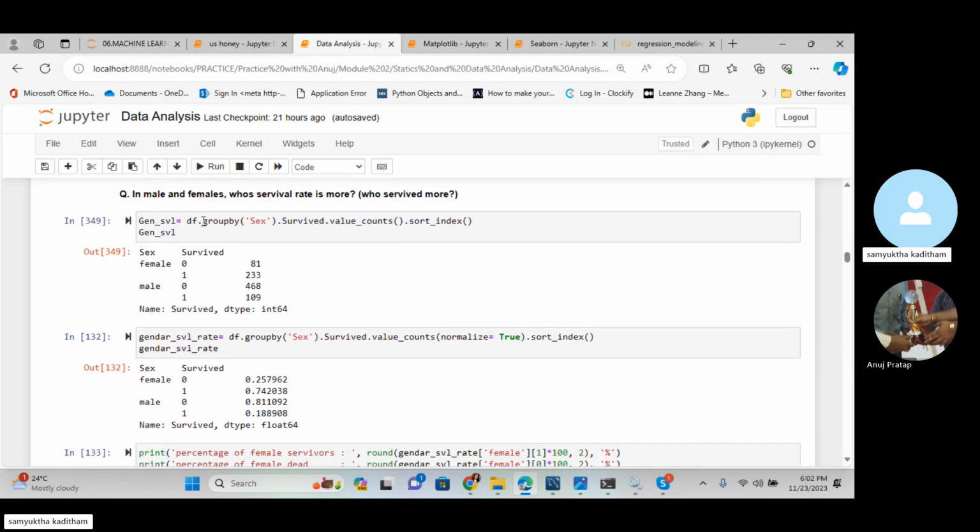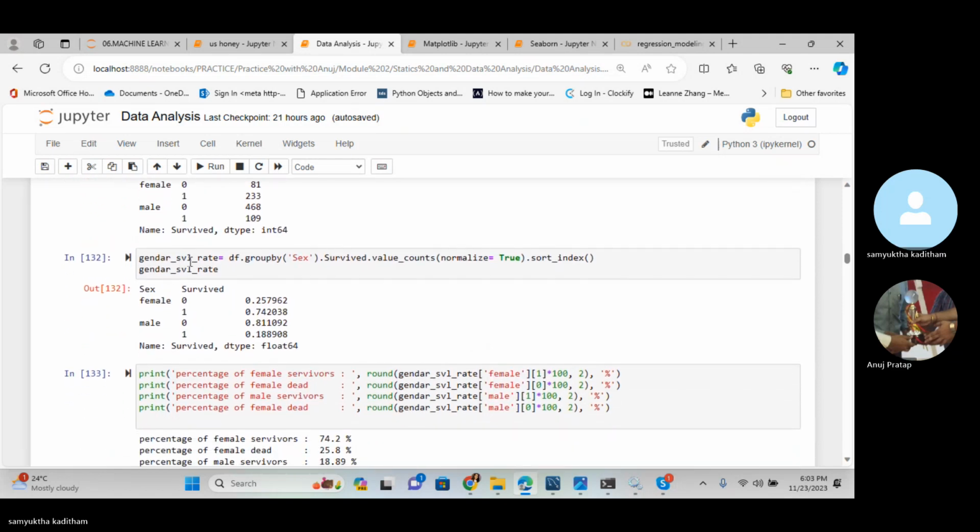So in the male and female, whose survival rate is more? For that, we first used the group by function for gender. Then in each gender, we are counting the values, so that it will give how many females in the female group were survived and how many not survived. The same thing will come for male also.